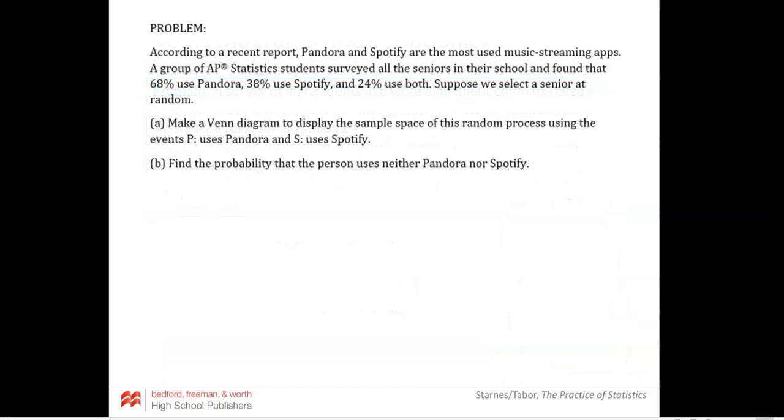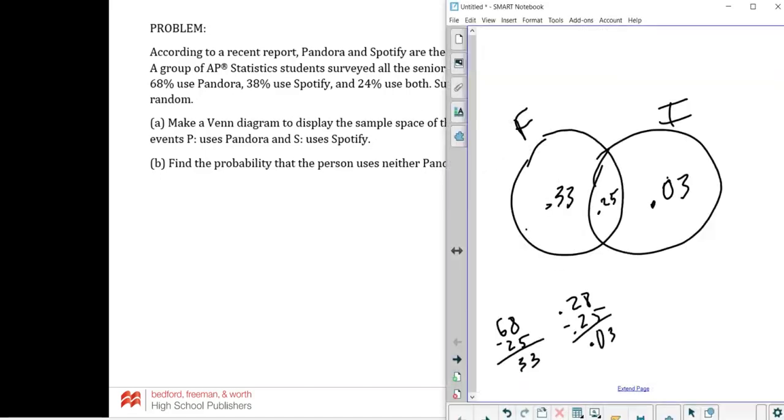Okay, let's try a couple problems. According to a recent report, Pandora and Spotify are the most used music streaming apps. Never opened up either one. A group of AP Stat students surveyed all the seniors in their school, found that 68% use Pandora, 38% use Spotify, and 24% use both. Wow, both. That's a little crazy. Suppose we select a senior at random. Make a Venn diagram to display this. Okay, so let's just do that.